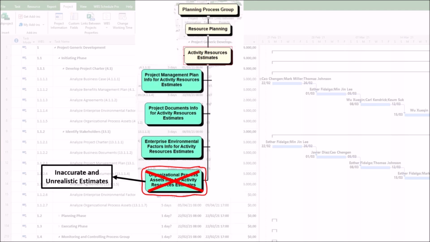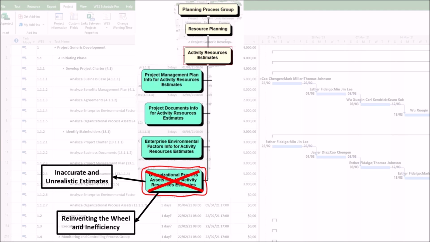1. Inaccurate and unrealistic estimates. Failure to consider historical data is a leading cause of project failure. If you don't analyze past project data, such as the duration of a similar coding task or the amount of concrete used per square meter, you're essentially guessing. This leads to overly optimistic or pessimistic estimates, with no basis in reality.